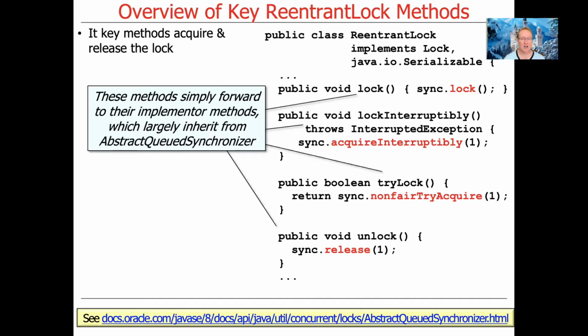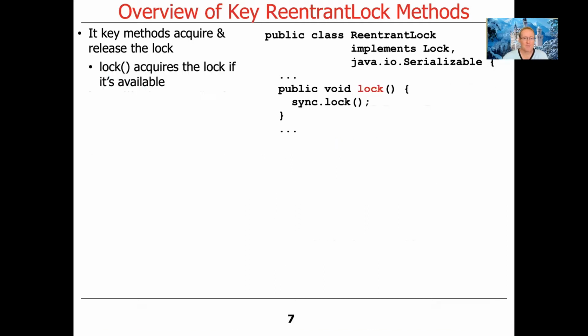So you can see here, when lock is called, it calls sync.lock. When lockInterruptibly is called, it calls sync.acquireInterruptibly with a count of 1. When tryLock is called, it calls sync.nonfairTryAcquire with a count of 1. And when unlock is called, it calls release with a count of 1. It may come as no surprise that methods like release and nonfairTryAcquire are also used by other synchronizers that are part of the java.util.concurrent.locks package, things like ReentrantReadWriteLock, as well as other classes in java.util.concurrent like Semaphore.